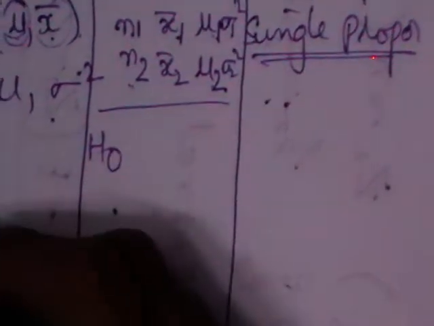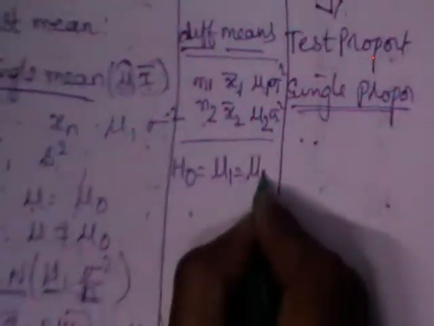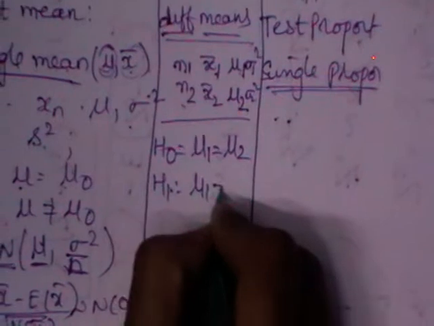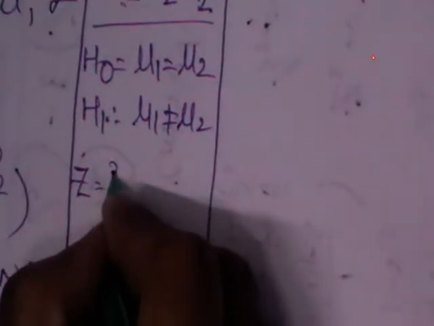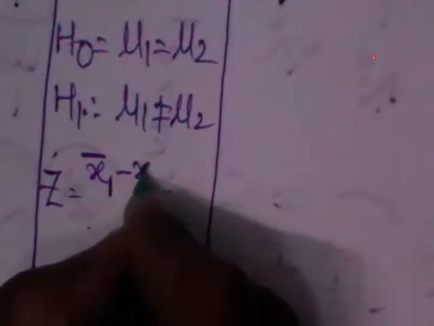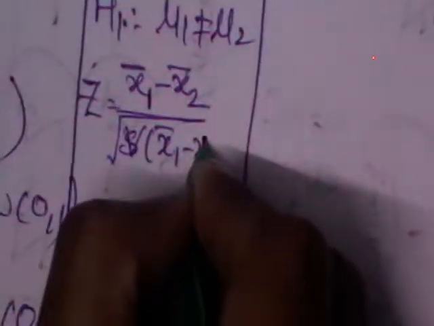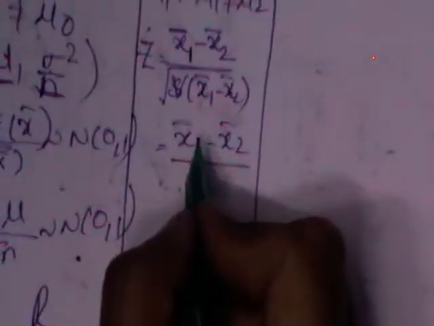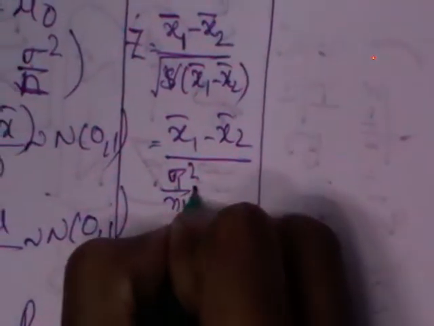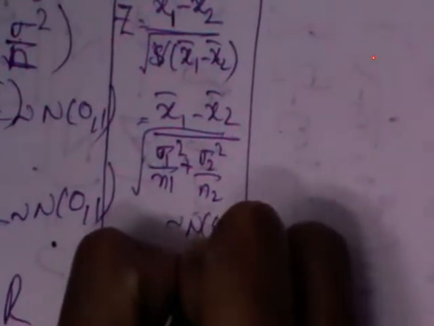So what is H0 here? Here you should write mu1 is equal to mu2, H1 such that mu1 not equal to mu2. You should write Z. How do you write? As this is for the difference of means, you should take the difference x1 bar minus x2 bar by root over variance of x1 bar minus x2 bar. What is the variance? V of x1 bar minus x2 bar is V of x1 bar plus V of x2 bar. You will get sigma 1 square by n1 plus sigma 2 square by n2 under root. You have two different statistics here, just read those two.